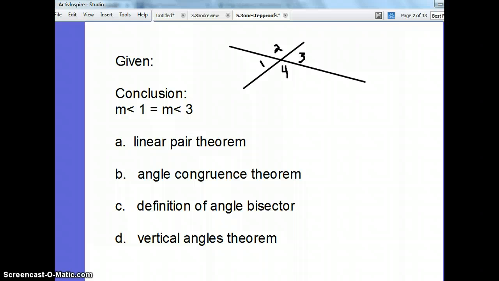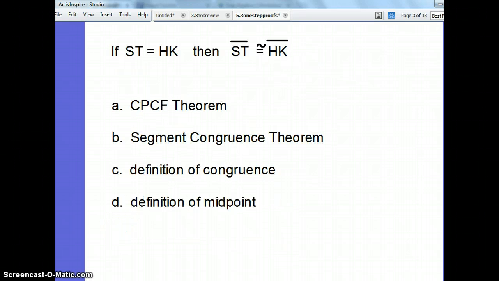This is another one. The given is the picture. We conclude that the measure of angle 1 equals the measure of angle 3. That is, of course, the one we've done before, and the vertical angles theorem justifies that.